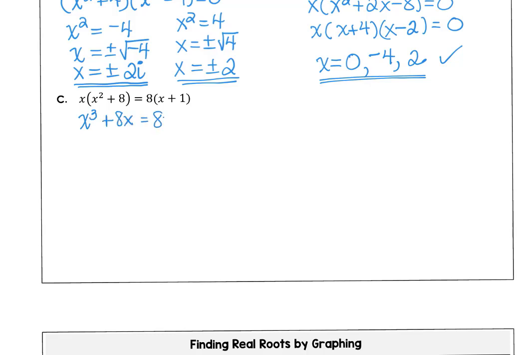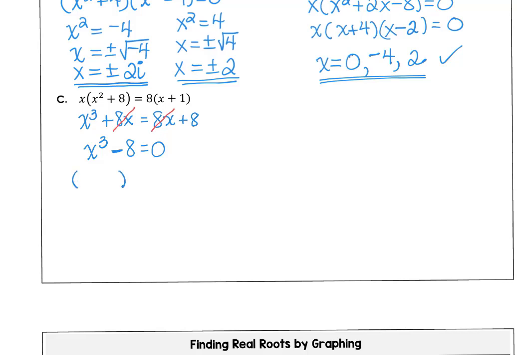But notice when we distribute on the right and the left, there's an 8x on the left, an 8x on the right. They're going to subtract to 0 when we collect like terms on one side. And this one's a little tricky. So we have the difference of two cubes.